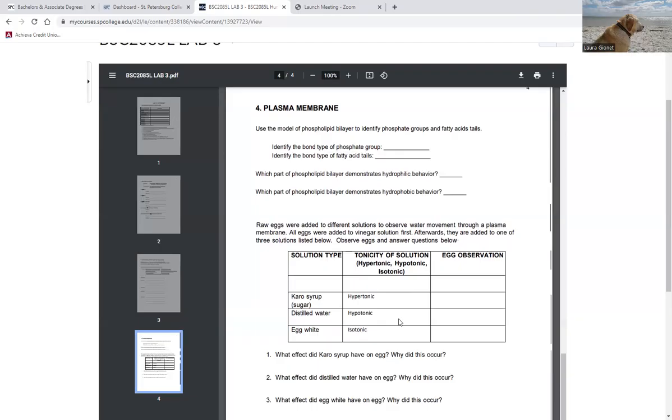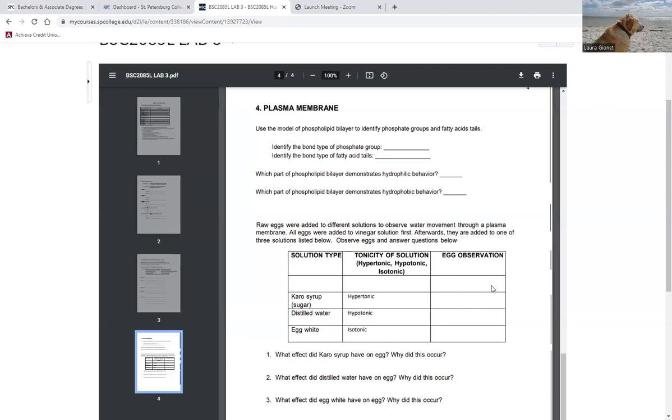Distilled water, not saline, right? This is distilled water. That is a hypotonic solution. And the egg white is an isotonic solution. It acts as an isotonic solution. So we look at the eggs in these environments, right?